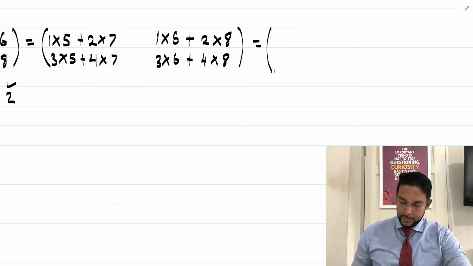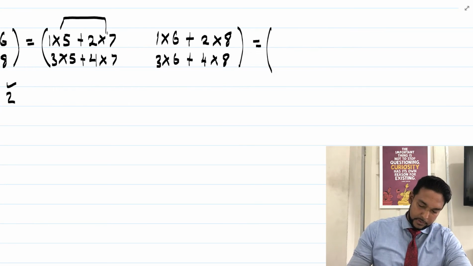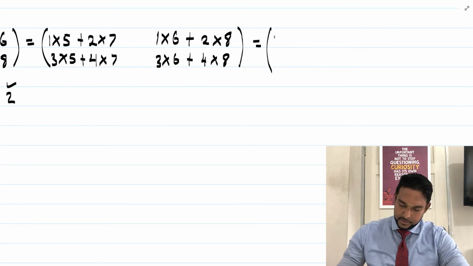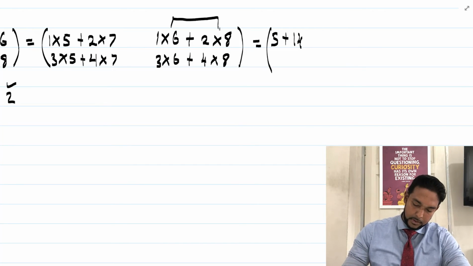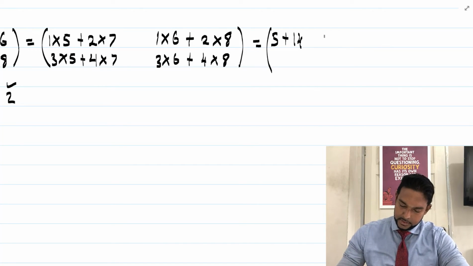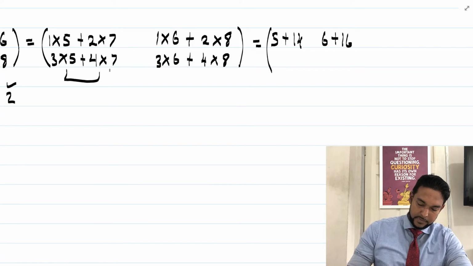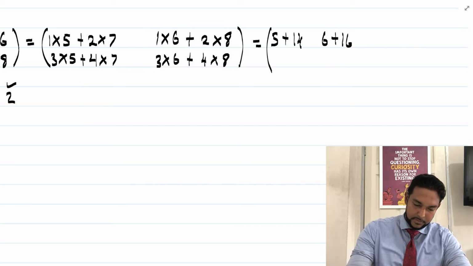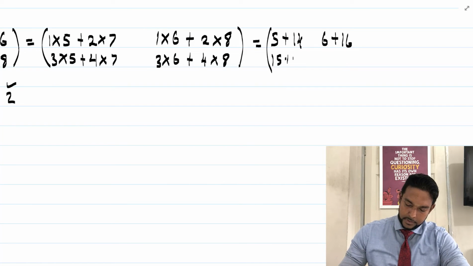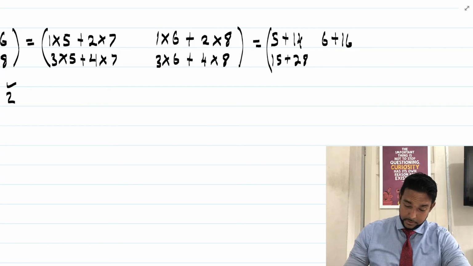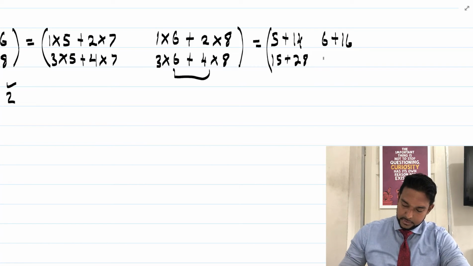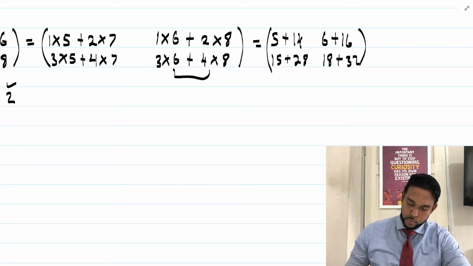So if we get this stuff done, 1 by 5 is 5 and 2 by 7 is 14. So we have 5 plus 14 there. 1 by 6 is 6 and 2 by 8 is 16. So we have 6 plus 16. 3 by 5 is 15, 4 by 7 is 28. So we have 15 plus 28. And then we have 3 by 6 and 4 by 8. So that's going to be 18 plus 32.